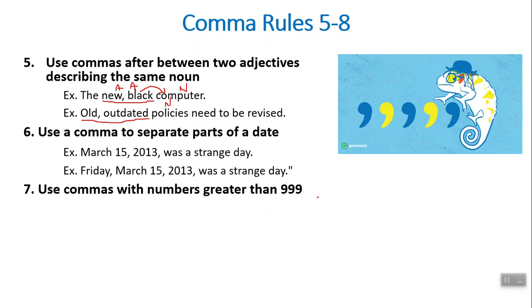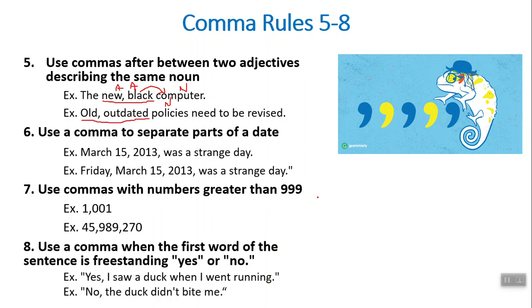Number 7, commas with numbers greater than 999. Again, something that most people learn pretty early on, but again, just to cover all the comma rules. 1,000, comma, 1. 45,989,270. The commas are in there.